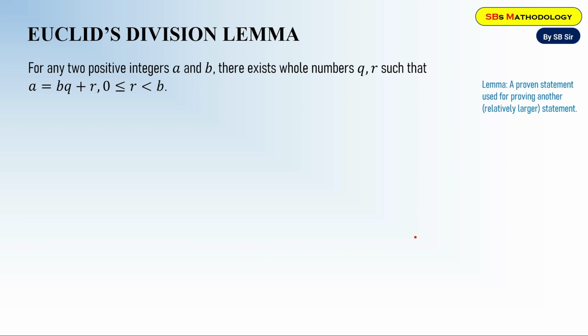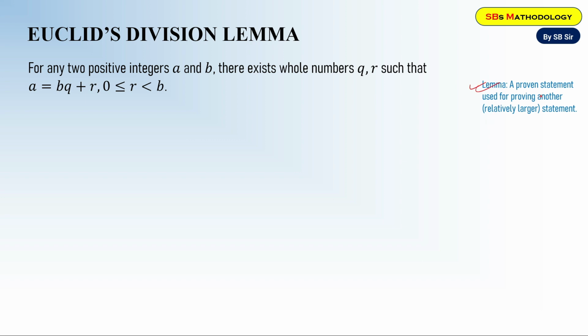Next we will discuss Euclid's division lemma. To understand Euclid's division lemma, we must have a clear concept of the number system, which we have already discussed. Now what is the statement of Euclid's division lemma? Before going to the lemma, first you have to understand what a lemma is. I think all of you know what a lemma is, still I will make a quick recap of the definition.